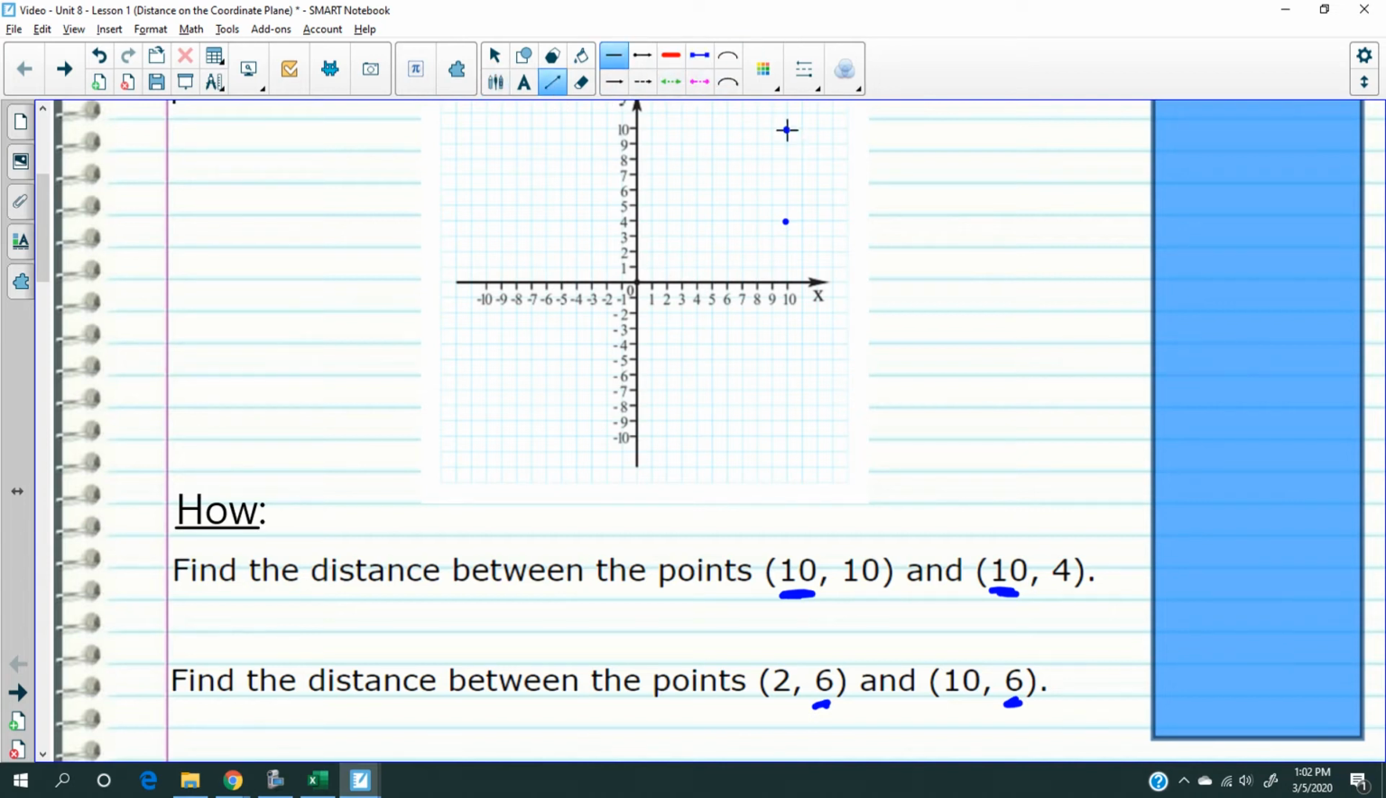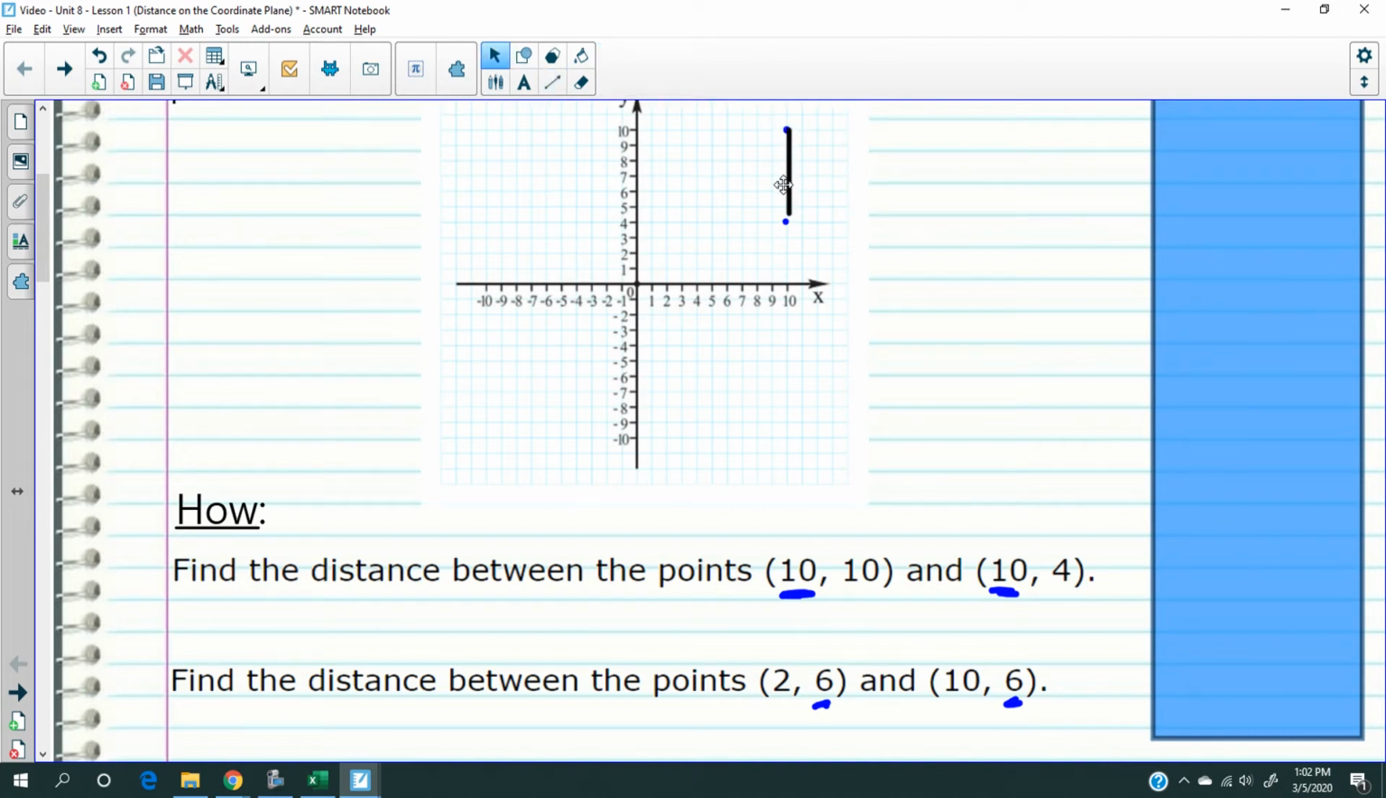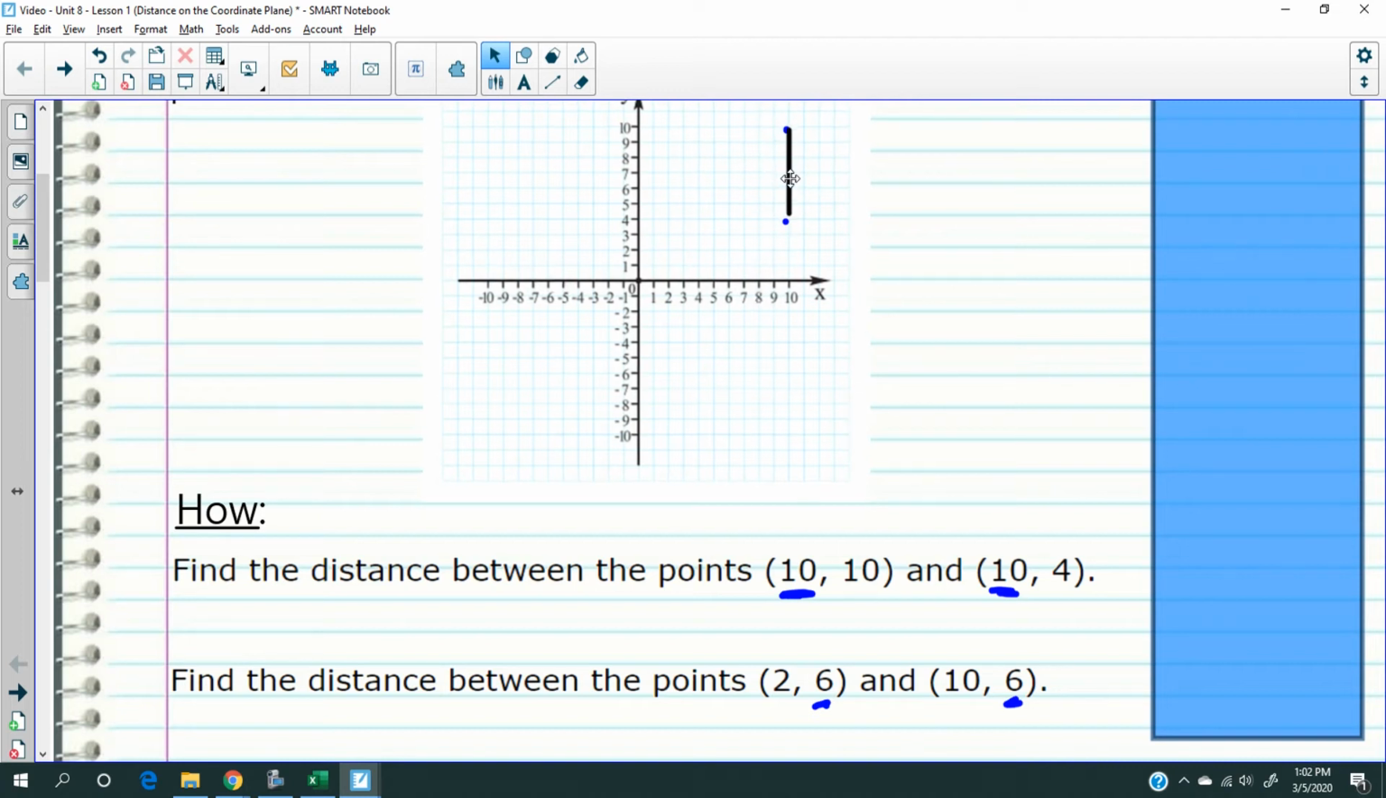Okay, you have a vertical line here. That means you notice how the x value never changed because they're both 10. So the only thing that changes is the y value. When both x values are the same, you get a vertical line.